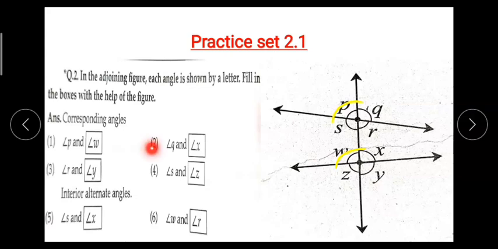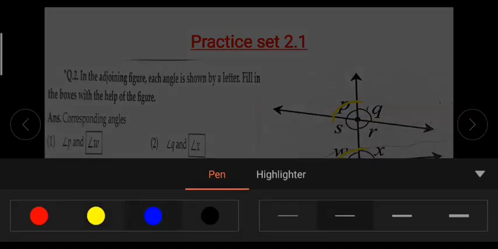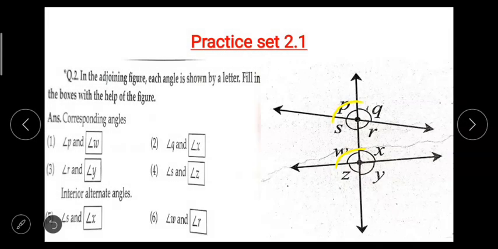Question 2, angle Q. See this angle Q. What is the corresponding pair, students? The corresponding pair of Q is, see the blue color pen, X. So Q is corresponding to X. So here we will write angle X. Next we have angle R.